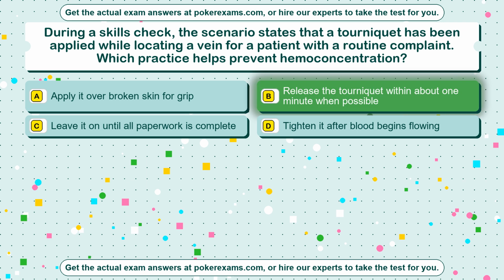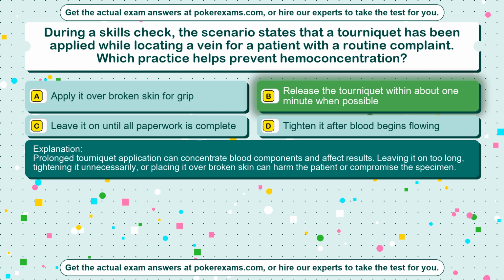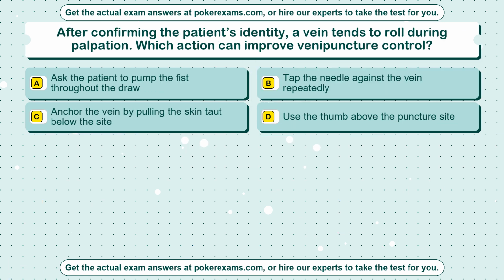The correct answer is option B, release the tourniquet within about 1 minute when possible. Prolonged tourniquet application can concentrate blood components and affect results. Leaving it on too long, tightening it unnecessarily, or placing it over broken skin can harm the patient or compromise the specimen.